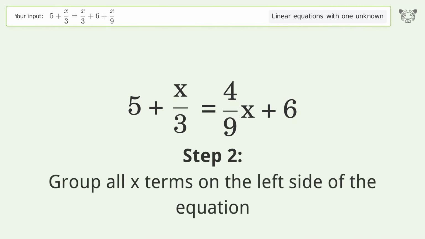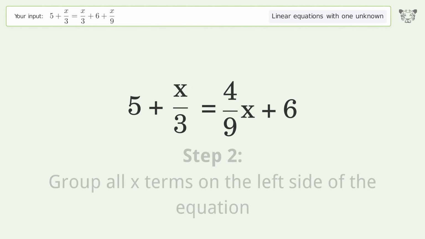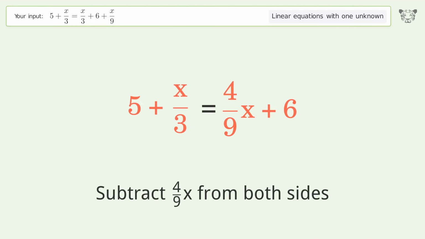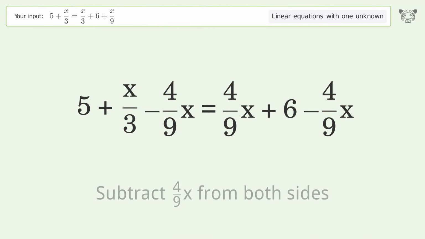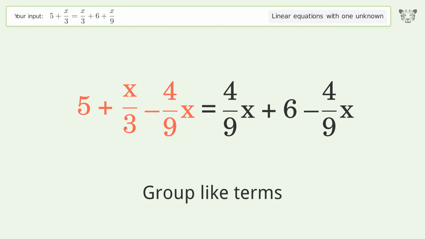Group all x terms on the left side of the equation. Subtract 4/9x from both sides. Group like terms.